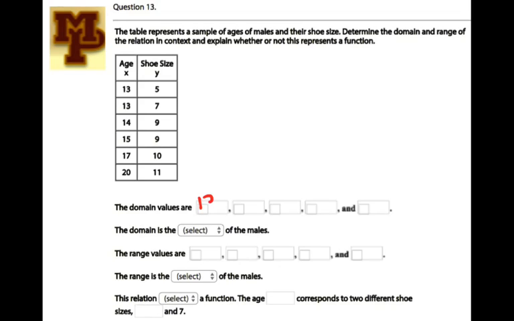So it would be 13, and then it looks like 13 is repeated, but then it's 14, and then 15, and then 17, and then 20. And then the domain is the age of the males. And then the shoe size, so they're saying that's the y value there.